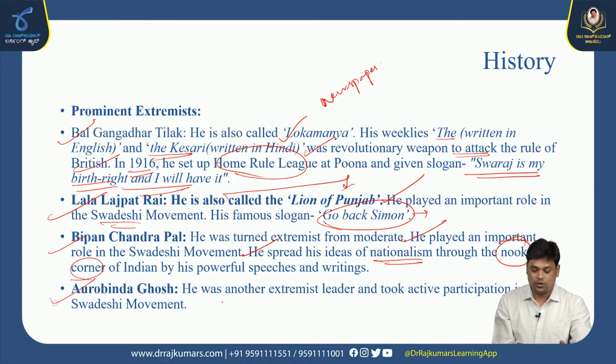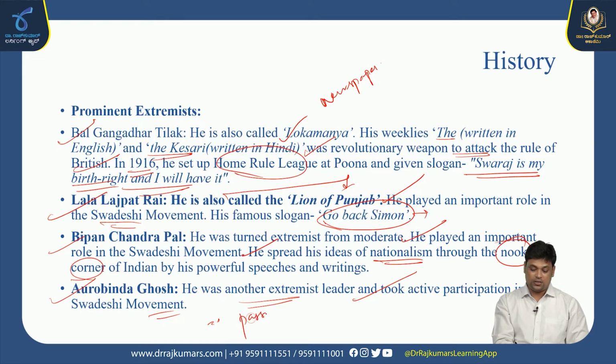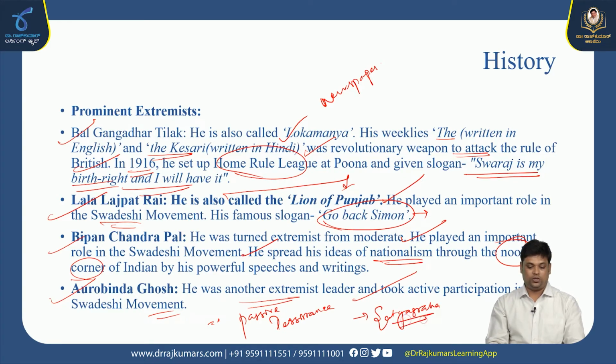Aurobindo Ghosh was another extremist leader. He took active participation in the Swadeshi movement, and also he is the one who popularized passive resistance. Passive resistance means Satyagraha. He is the one who popularized this ideology.